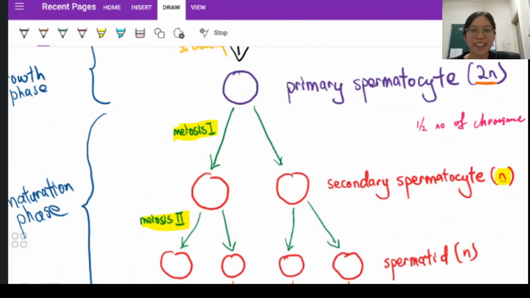So after it forms the secondary spermatocyte, because the primary becomes secondary, the meiosis is not completed yet, so it has to undergo meiosis 2.